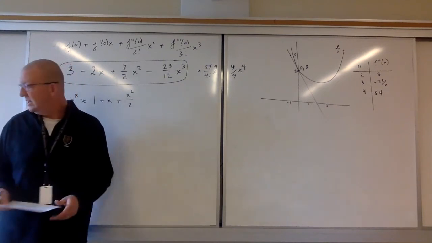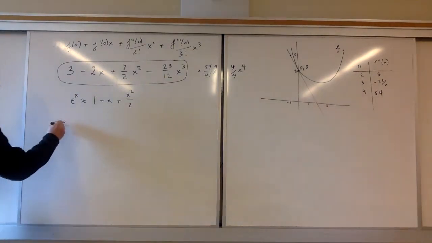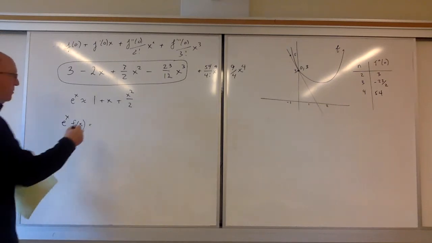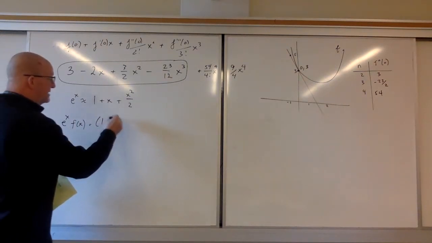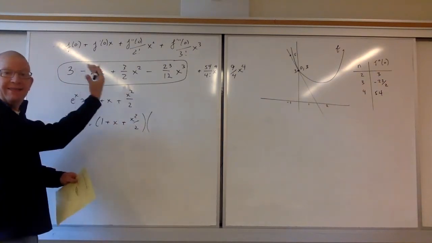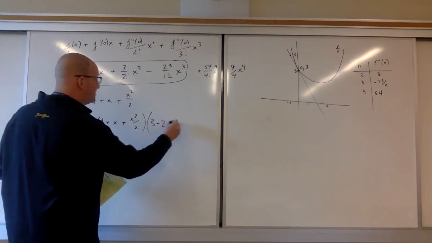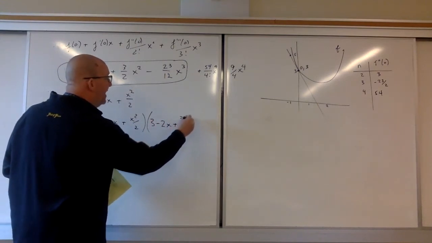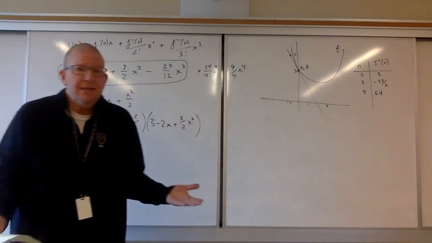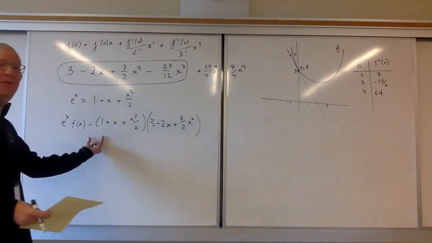Oh, I think we can handle that, right? So here we go. We're going to say e to the x times f of x. Now, this is just the second degree. So we're going to take 1 plus x plus x squared over 2, and we're going to multiply it by this polynomial from part A, 3 minus 2x plus 3/2 x squared. Now, I'm not going to write the 23/12 x cubed because it's to the 3rd degree, and the problem says, give me the 2nd degree for this product.